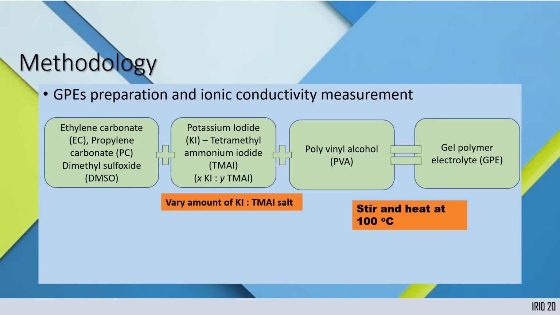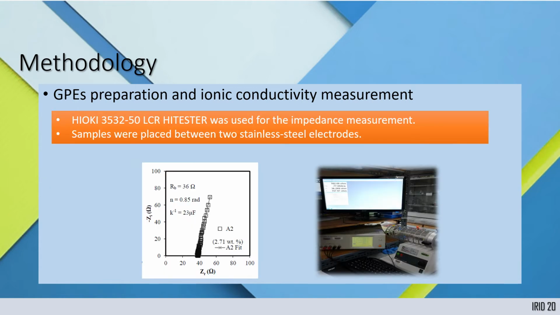For gel polymer electrolyte preparation, first we dissolve the EC, PC and DMF in the salts KI and TMAI. After the salts are dissolved well in the solvent, we add the PVA to the mixture. Then the mixture is stirred and heated at a constant temperature of 100 degrees Celsius. After that, the mixture will turn into the gel polymer electrolyte phase. After the gel polymer electrolyte is ready, we can characterize the conductivity measurement and also fabricate the DSSC.